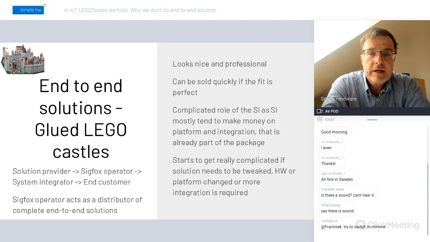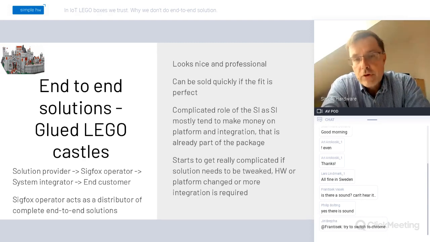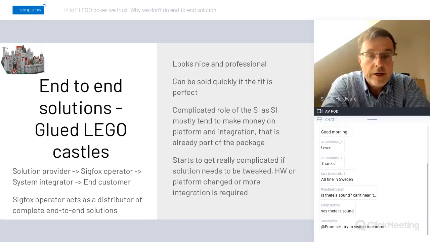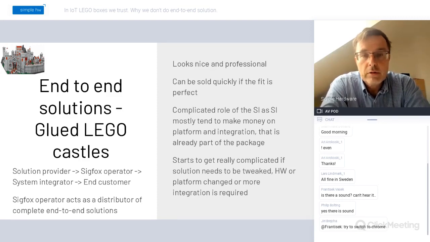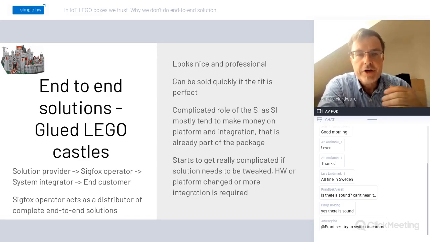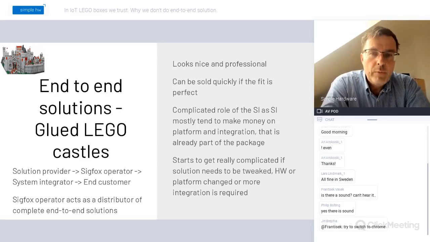And the whole thing starts to get complicated if the solution needs to be tweaked, if the hardware needs to be changed because of local regulation or local requirements, or if the platform needs to be changed. For example, this company needs a Salesforce integration instead of the Azure integration, etc. So we think that end-to-end solutions are applicable, but they are not the savior.